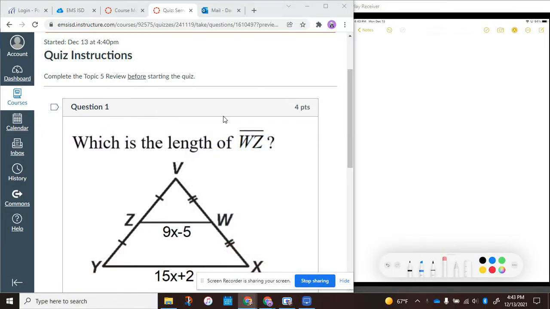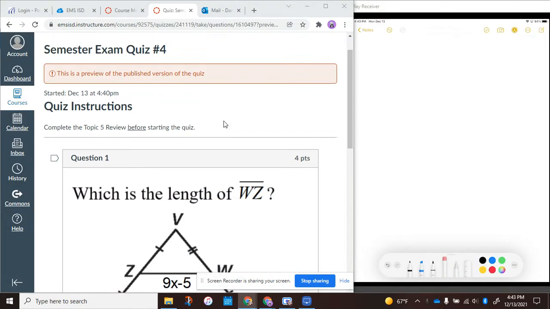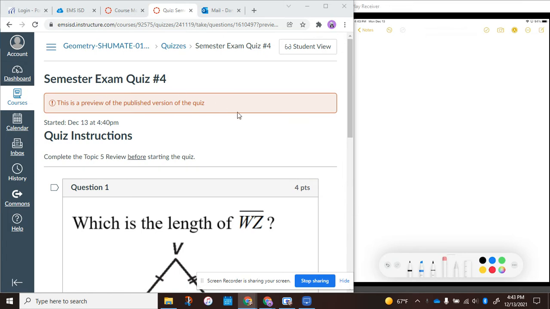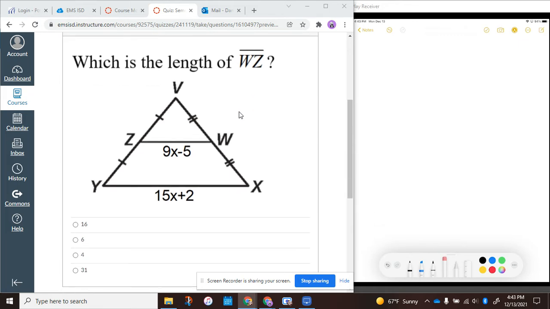All right, we're looking at review quiz number 4. This is our semester exam review, part 4 of 5, and we're looking at question number 1. It gives us this diagram and asks for the length of segment WZ going across right here.